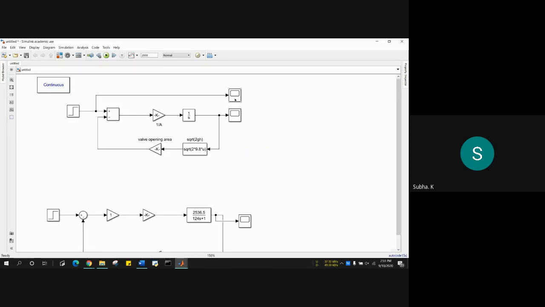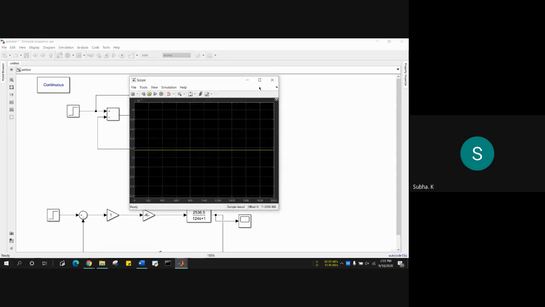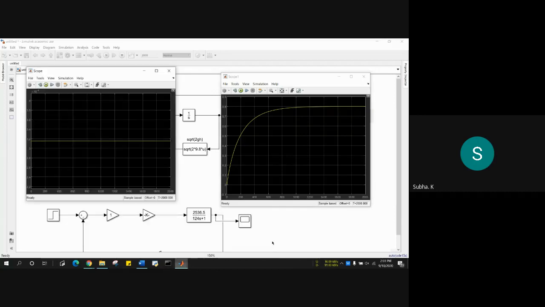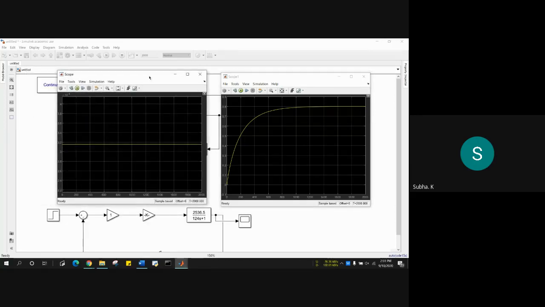Second scope. That is the input. Output you open. This is output. Okay. Input also correct only. Like this, people, you do.